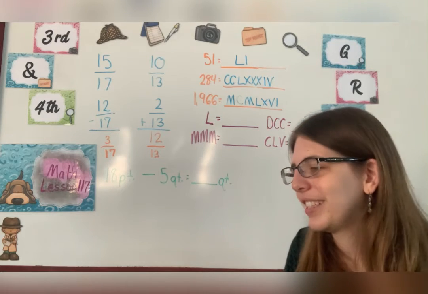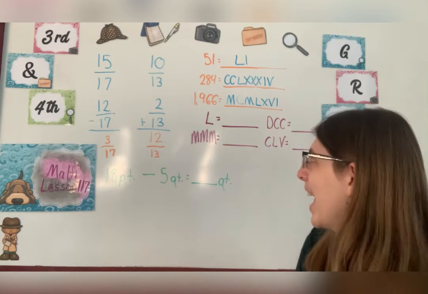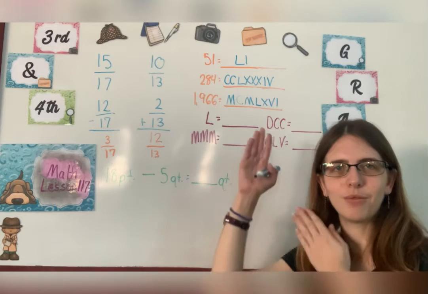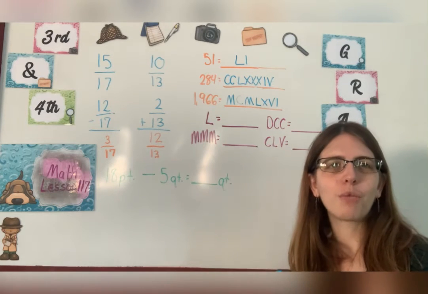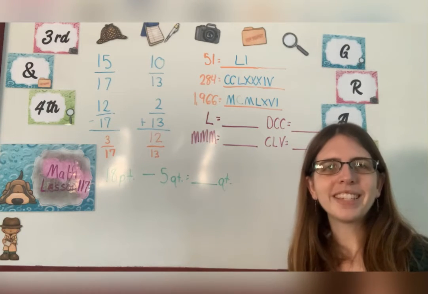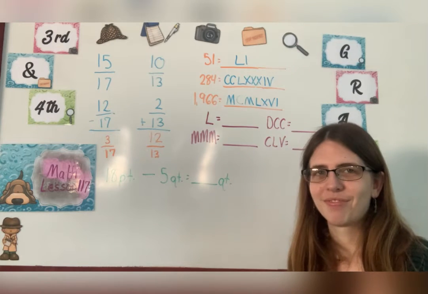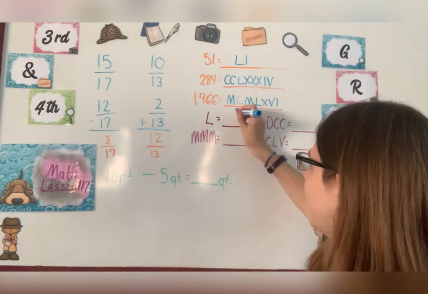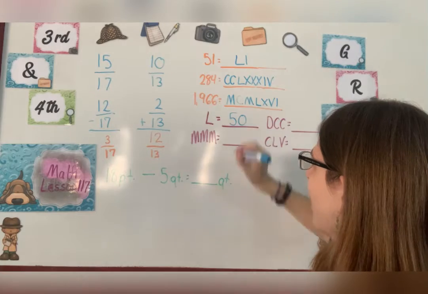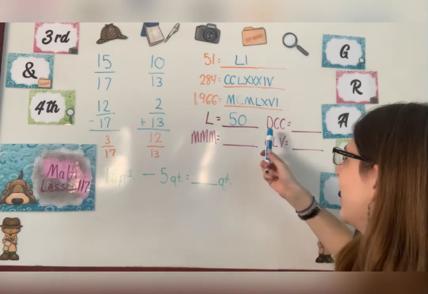All right, let's go to section 4. Write the Arabic numerals. So write the normal regular numbers for the Roman numerals that you see. What does L stand for? Oh, that's easy. L is 50. We've been doing that. All right, how about the next one?